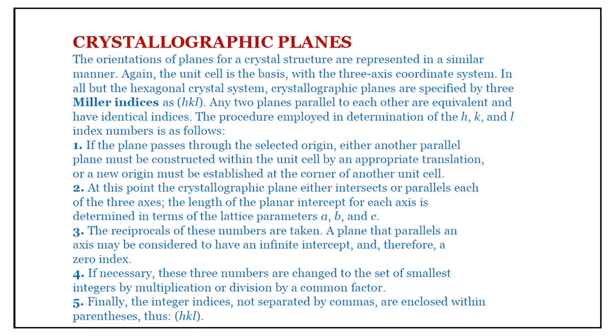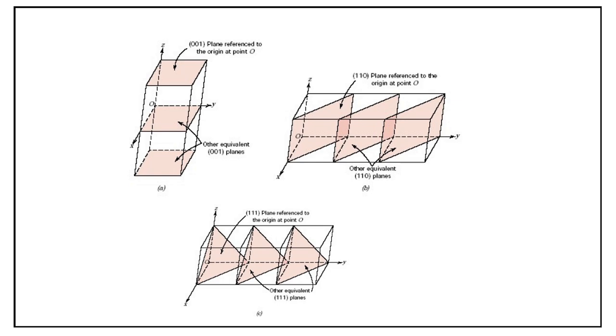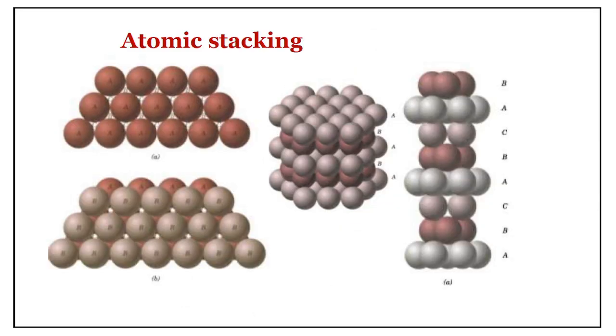Okay. So the orientation of the planes of a crystal structure are represented in a similar manner. Again the unit cell is the basis of the 3 coordinate system. In the hexagonal system, crystallographic planes are specified by 3 Miller indices h, k, l. Okay, right. So I am not going to go in depth into the crystallographic planes and the Miller indices because it is just an introduction about our topic. So I am skipping this one. Now we will go directly into our topic.